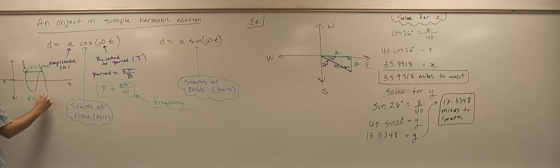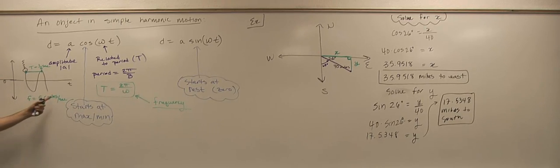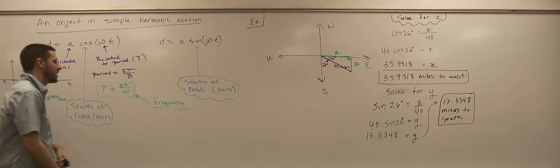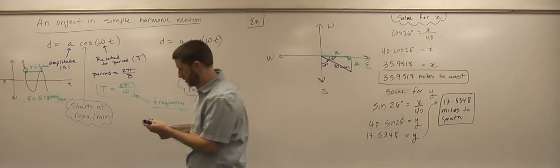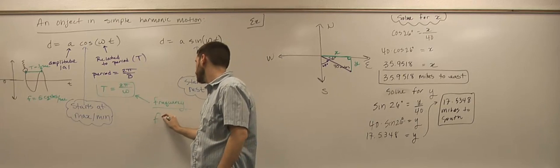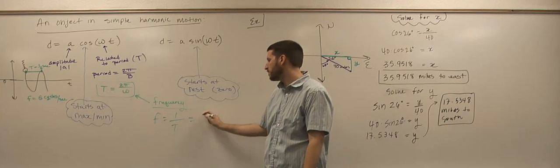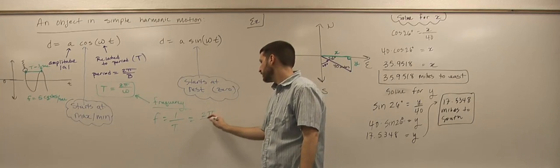So the frequency is how many cycles you'll do, always compared to 1 unit at a time. So 5 cycles in 1 second means you do 1 cycle in 1/5 of a second. Frequency is the reciprocal of the period. Depending on the problem, they give you one or the other, and you flip it if you need to.